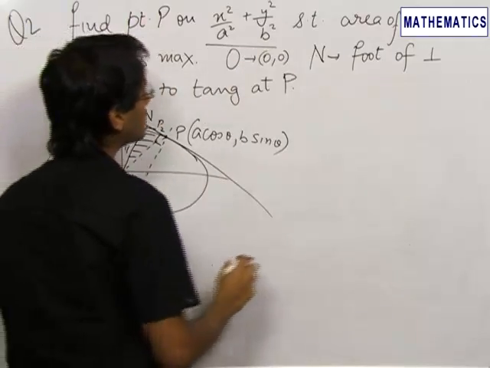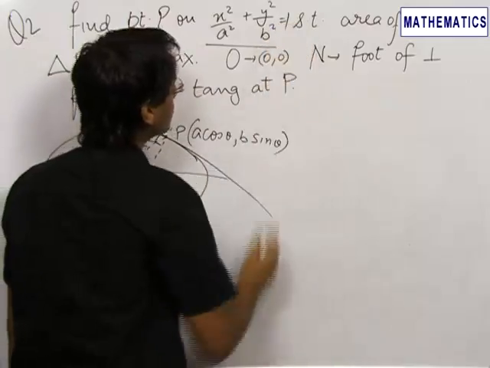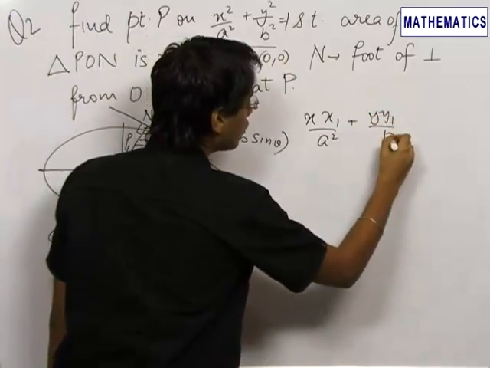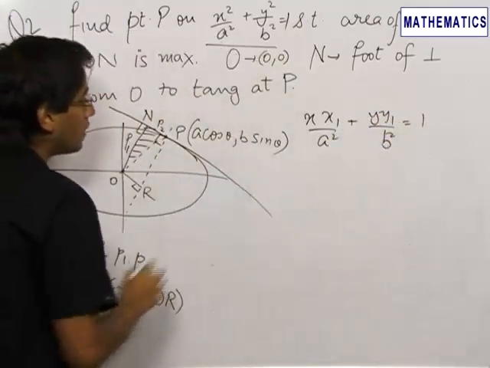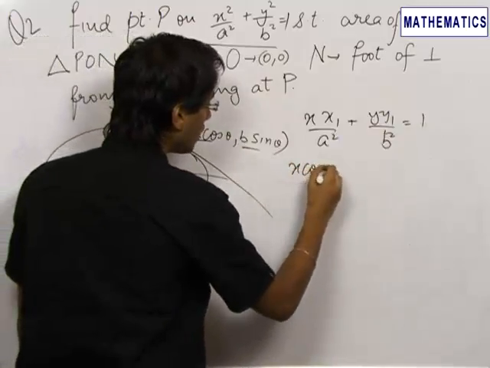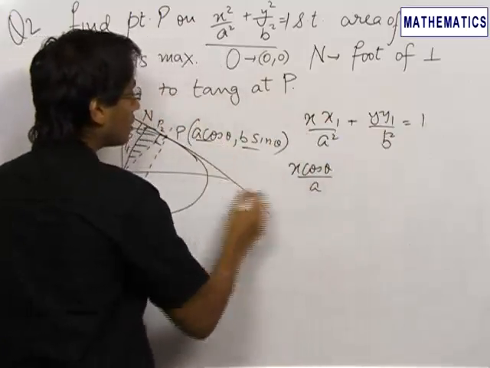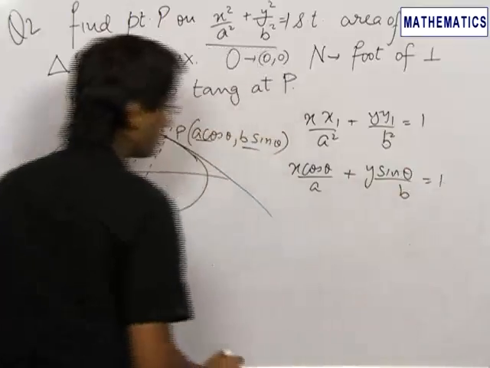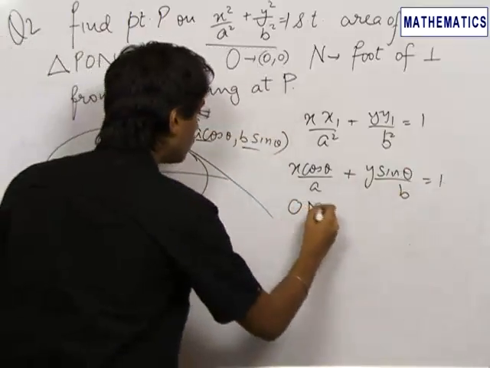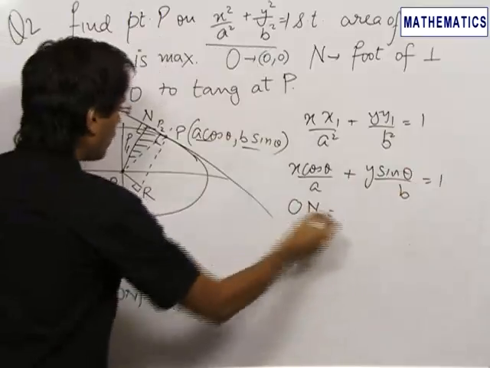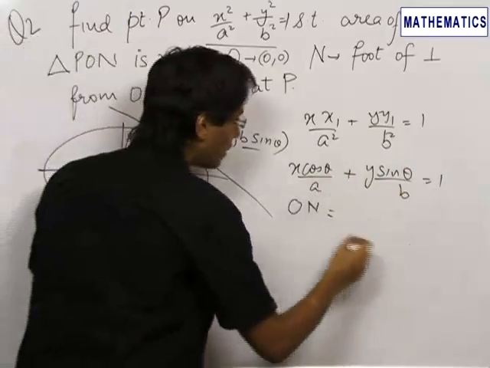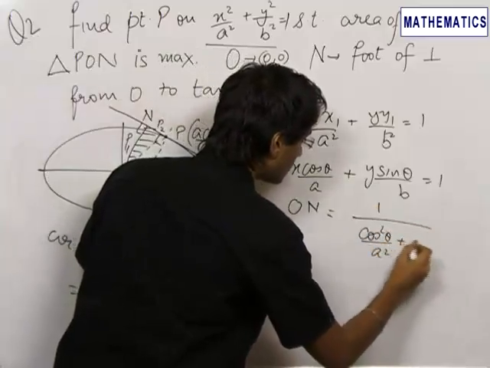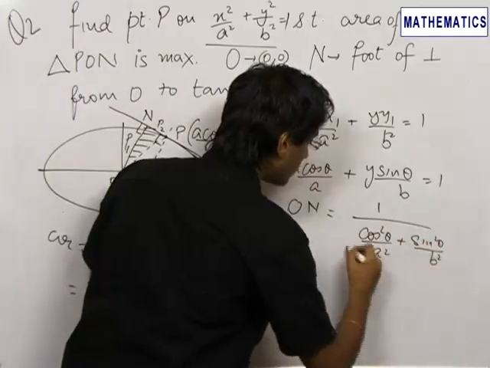Now for an ellipse x square by a square plus y square by b square is equal to 1, the tangent can be written as x x1 by a square plus y y1 by b square is equal to 1, where x1 comma y1 is the point at which the tangent is made. On putting x1 as a cos theta and y1 as b sin theta, we get x cos theta by a plus y sin theta by b is equal to 1. The length of ON will be the perpendicular drop from point O, that is equal to 1 divided by the square root of cos square theta by a square plus sin square theta by b square.